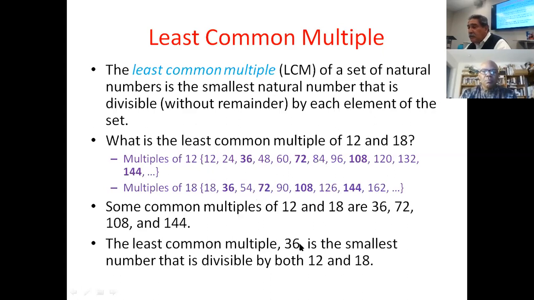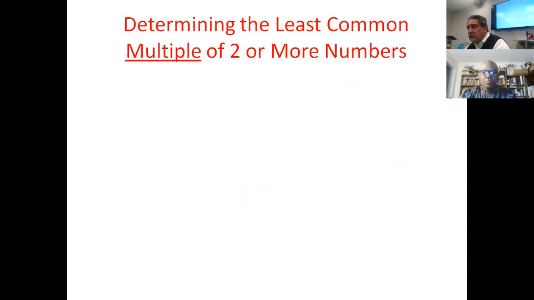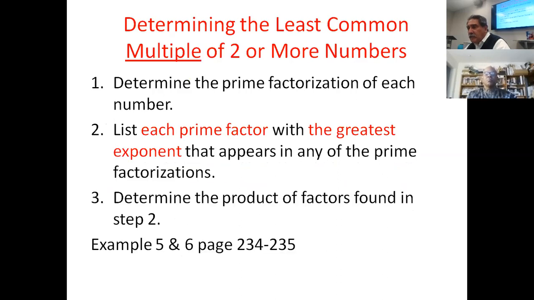The least common multiple is 36, the smallest number among these multiples. In other words, it is the smallest number that is divisible by both 12 and 18. 36 is divisible by 12, quotient 3. 36 is divisible by 18, quotient 2, and no remainder. Okay? Now, I'm not expecting you to memorize this right now. You will learn it by doing it.